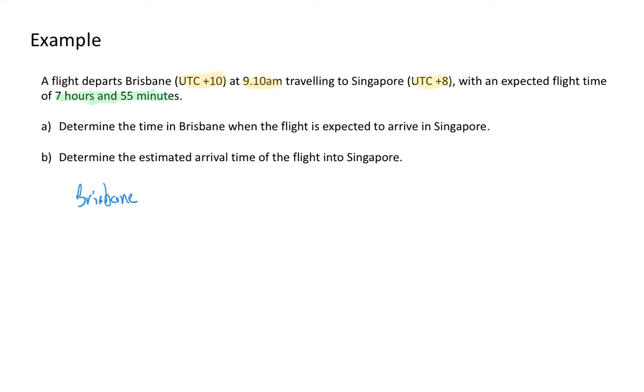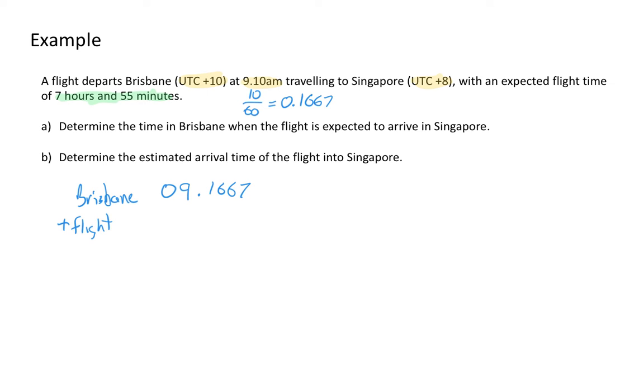I'm going to want to put that into a number that I can add on to. So I'm going to convert that into a number and a decimal. So 9:10 is going to be 9. And then to convert my 10 minutes into a decimal, I'm going to go 10 divided by 60, because there's 60 minutes in an hour. So 10 divided by 60 is going to be 0.1667. So my Brisbane time, I'm going to convert into 9.1667.